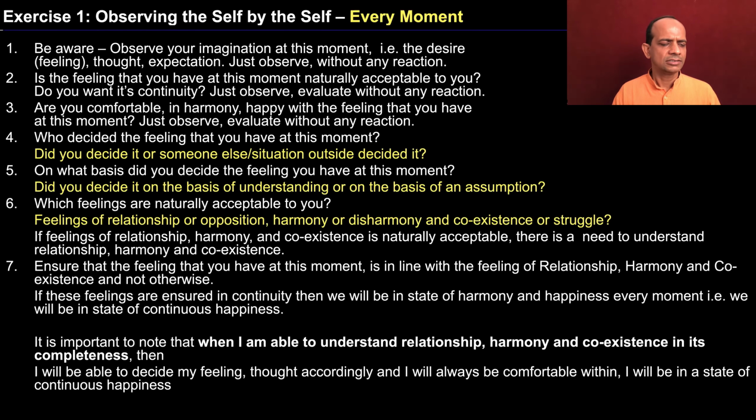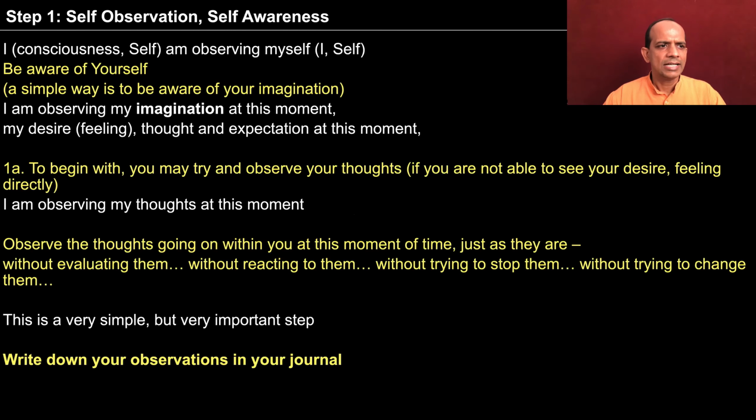So these are the 7 steps that are included in exercise 1, and we are going to look at step 1 of this exercise. Step 1 is that I have to be aware of the self. I have to be aware of the imagination and observe it. So I, that is the consciousness, that is the self, I am observing myself. So I am the seer and I am the seen. So you have to be aware of yourself.